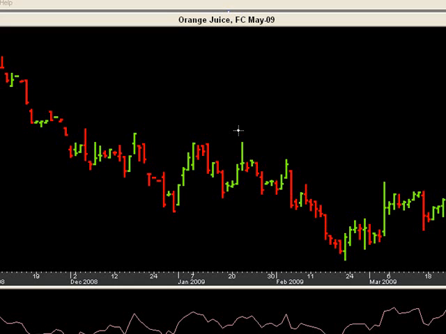Now obviously in these examples I'm going to use, I have the benefit of hindsight. These are not trade recommendations. It's intended for educational purposes only.